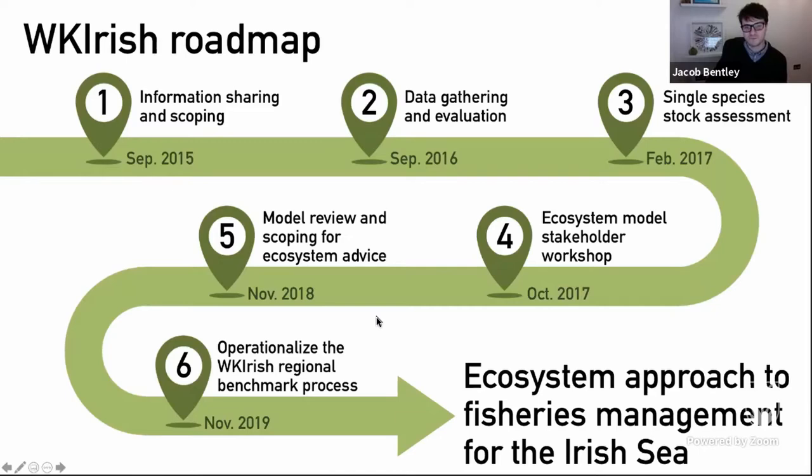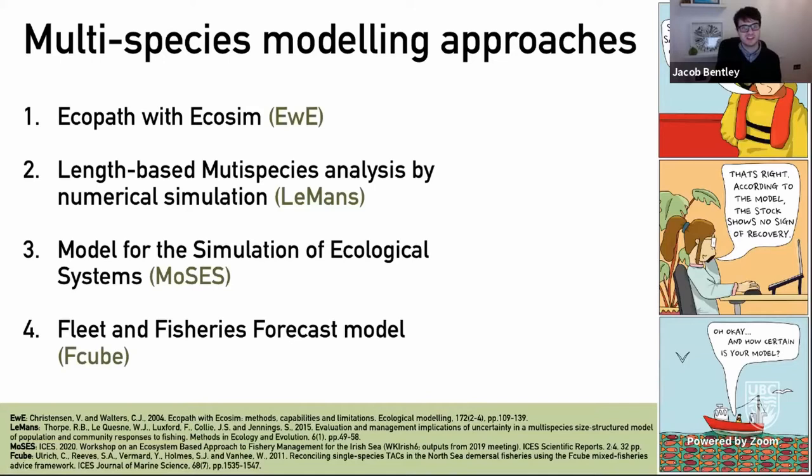So these are some of the modeling approaches that were suggested or were used during WKIrish. I just listed them here. I think one of the cool things about WKIrish is they saw the potential for creating an ensemble, because obviously with using one single type of model, there's the issue of structural uncertainty and the assumptions that underlie that one model. So we had an Ecopath with Ecosim model, which I think everyone's familiar with.